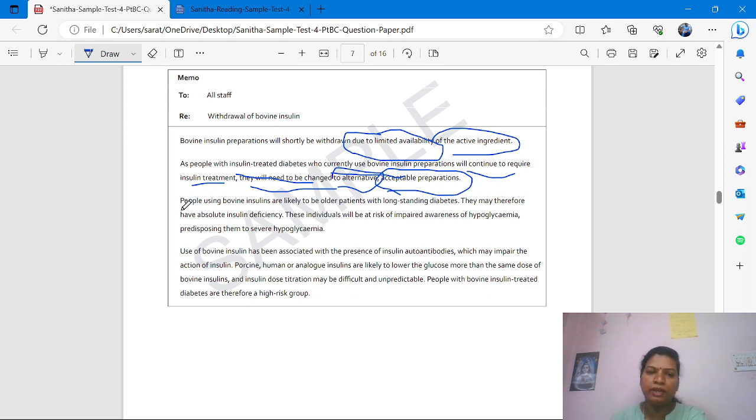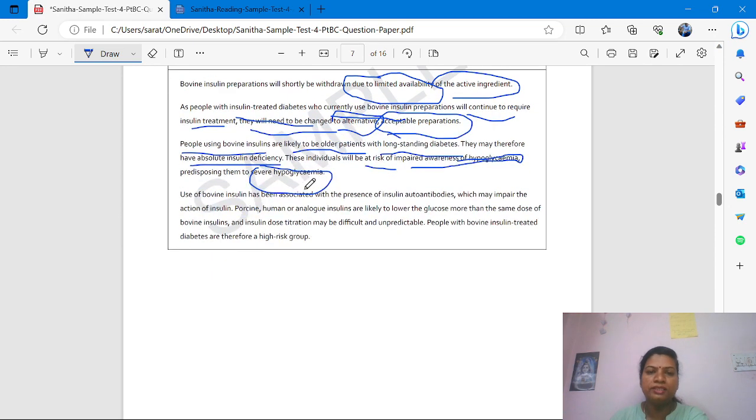People using bovine insulin are likely to be older patients, maybe with long-standing diabetes. They may have absolute insulin deficiency. These individuals will be at risk of impaired awareness of hypoglycemia, maybe at risk of severe hypoglycemia. They are saying that any patient with long-standing diabetes using bovine insulin will be at risk of hypoglycemia.